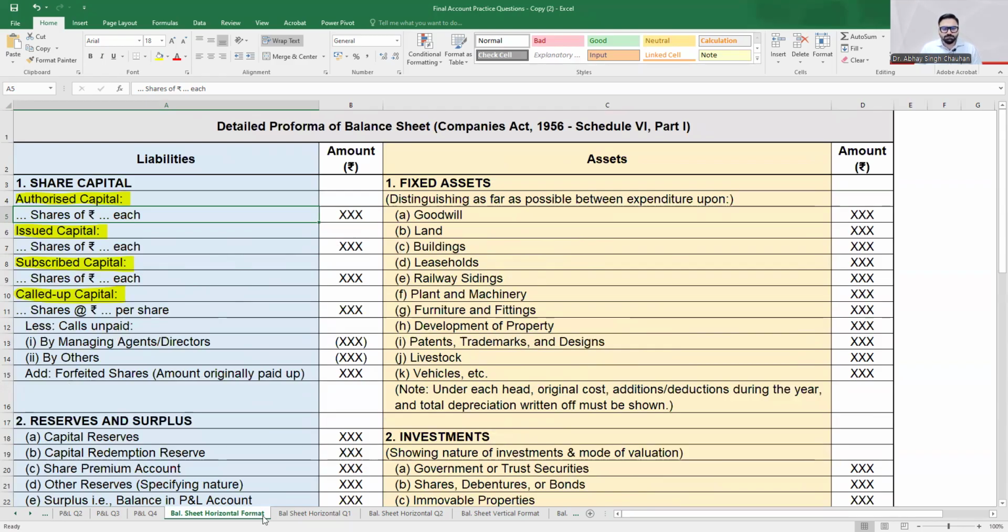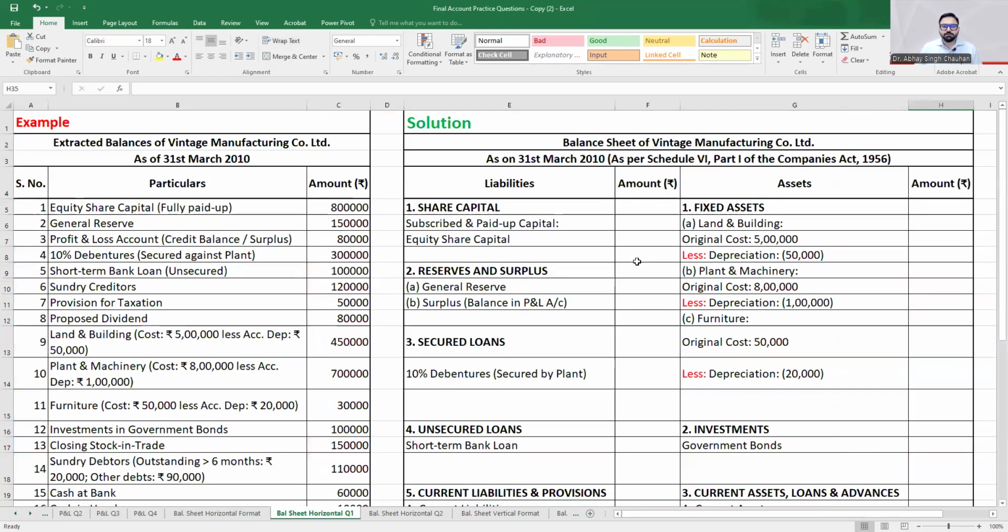Now let's jump into the example and try to look into the example part, right? So let's see the example. In this, we have the extracted balance sheet of Vintage Manufacturing Company Limited, and we have the data in front of us. On the left hand side, we have equity share capital, general reserve, profit and loss account, then we have debentures, short-term bank loans. In short-term bank loans, you can see that in the bracket, it is given unsecured loans. Then we have sundry creditors, provision for taxation, proposed dividend, land and building.